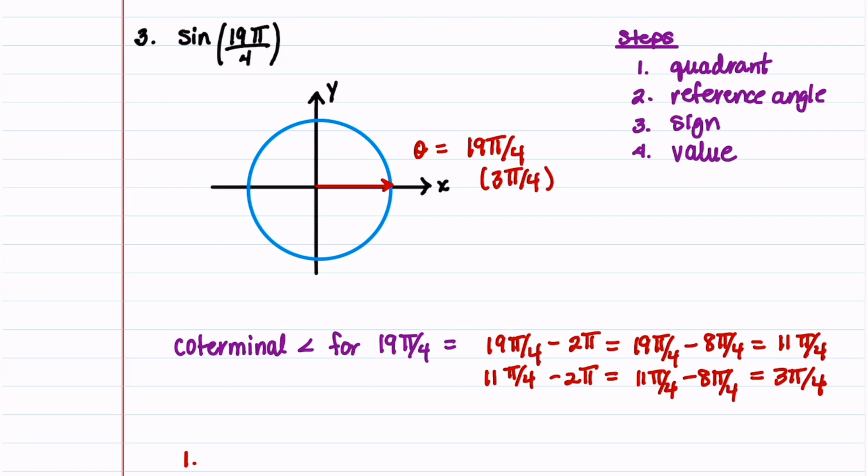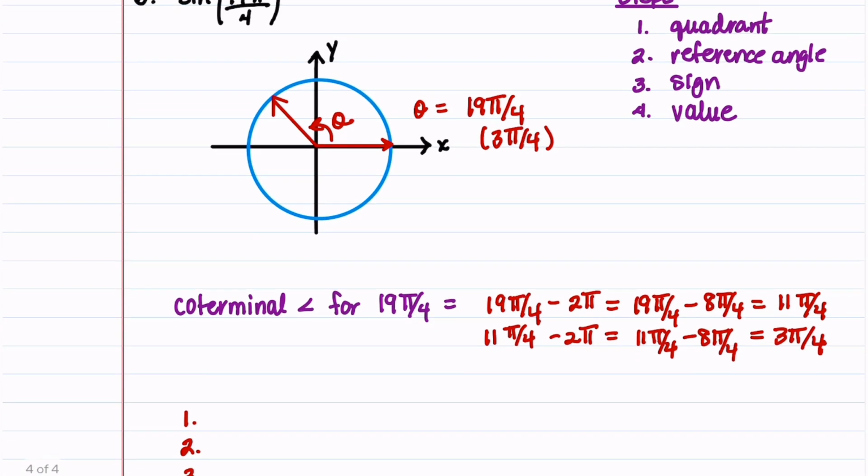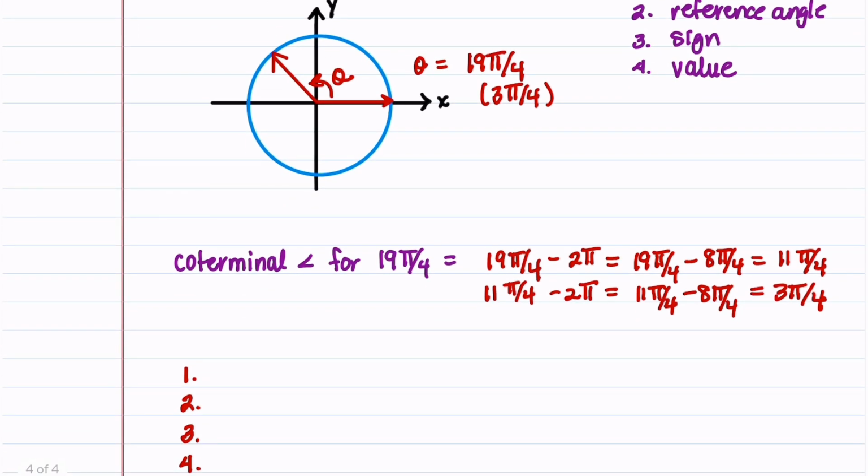Let's go ahead now and plot theta. An angle of 3 pi over 4 looks like this. And you can see it's located in our second quadrant. So let's write that down for step 1. So it is in our second quadrant. Our reference angle looks like this. So we say that our reference angle theta sub r is pi minus theta, which is pi minus 3 pi over 4, which is pi over 4. You could almost get that too by just looking at the picture.